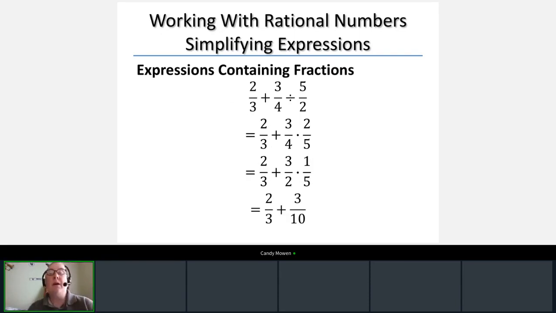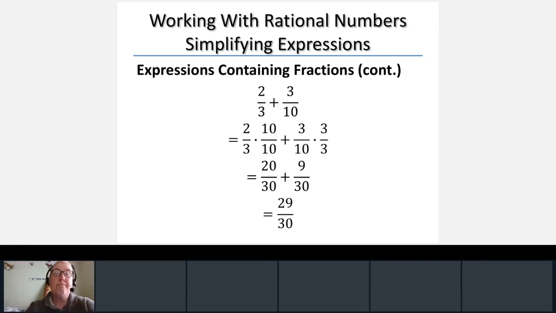Now, when you're dealing with fractions, in this case we can again take the 5 over 2 and the division, and you're going to multiply and flip to 2/5. Then what we can do here is look at reducing the 3 2/3 and looking where we can and flip. Then we get 2/3 plus 3/10. What we're going to do is convert to a common denominator: 3 and 10 to 30. 2/3 times 10 over 10 is 20 over 30. And then 3 tenths times 3 over 3 is 9 over 30. 29 over 30 is your answer.